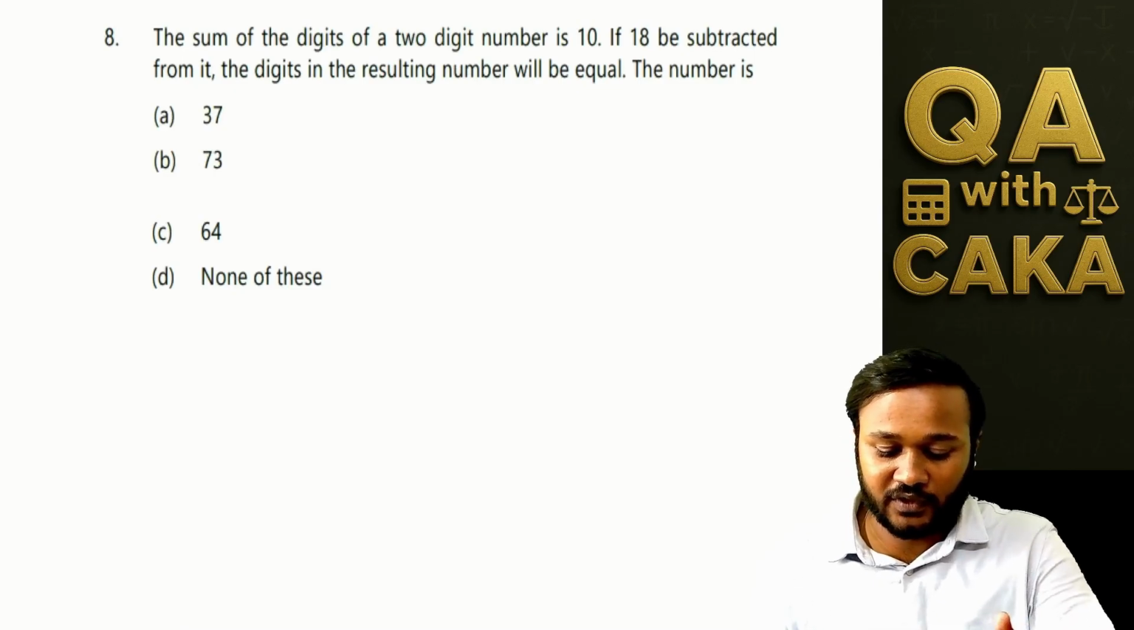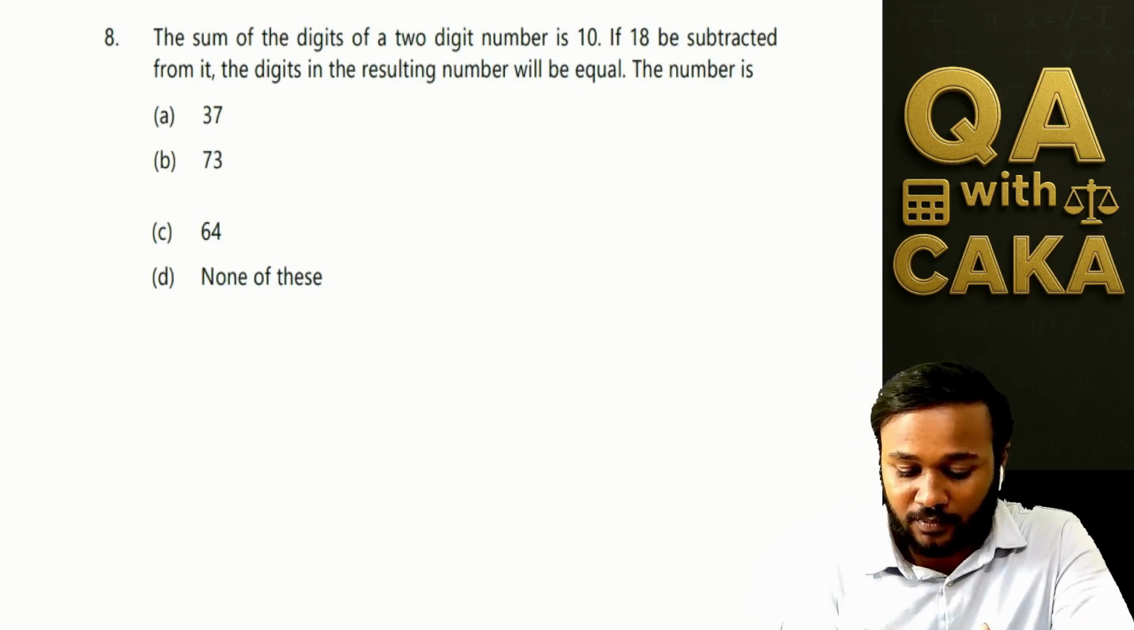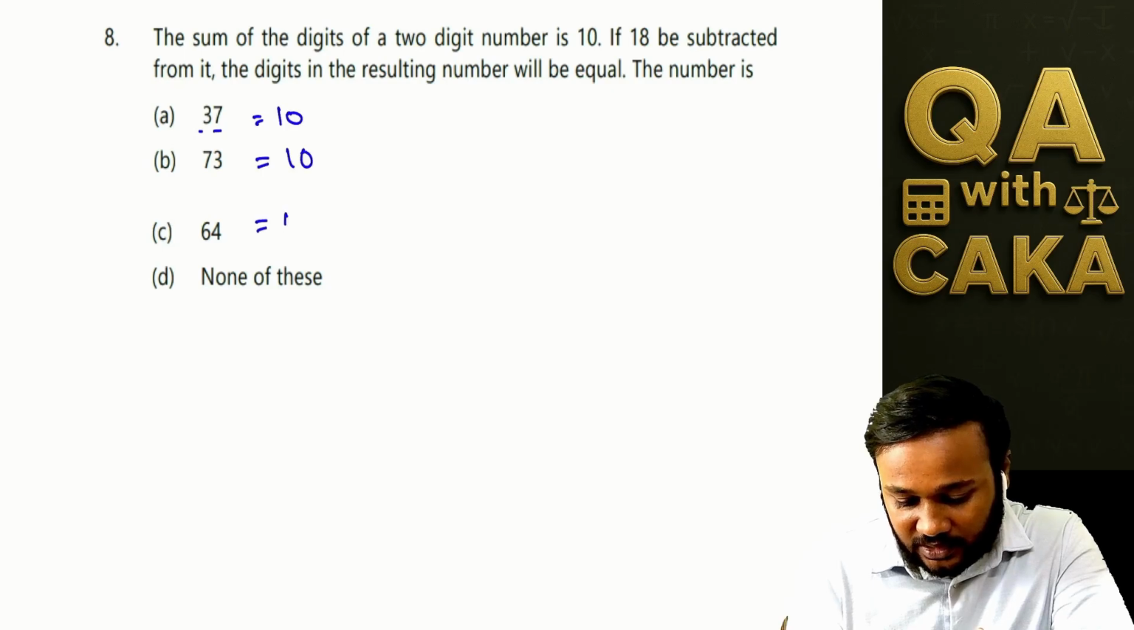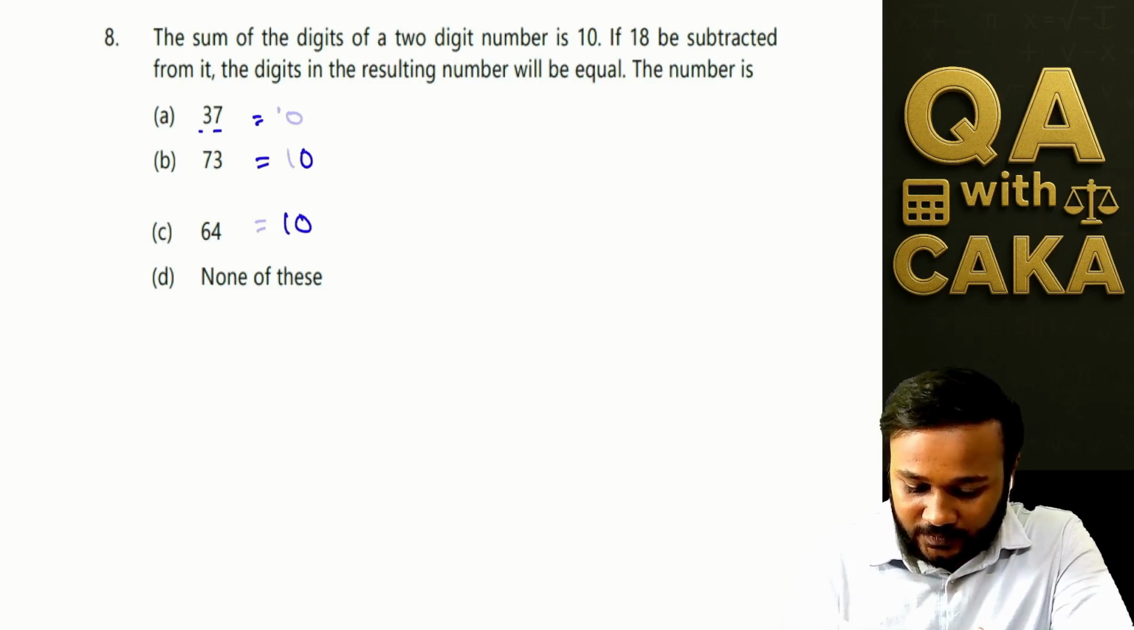Now, eighth question. The sum of the digits of a two-digit number is 10. So the sum of the digits of two digits, these are the first digit, second digit. If you add these two, it should be 10. Let me write this way.